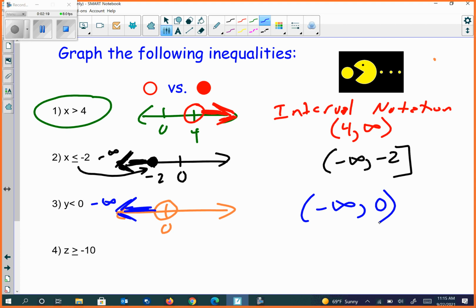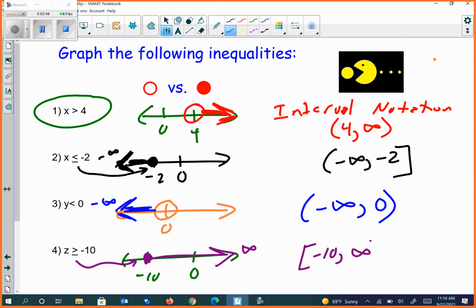Problem number 4, I want values greater than or equal to -10. So if -10's down here, 0's somewhere in this region to the right of it. So I want equal to, so it's going to be a solid dot, because we have that equal sign. And we're going to go to the right. And if we go to the right, we're going to infinity. If I wanted to write that in interval notation, I'm going to do a hard bracket at -10 because we had an equal sign, because we had a solid dot. And we're going to go to infinity.